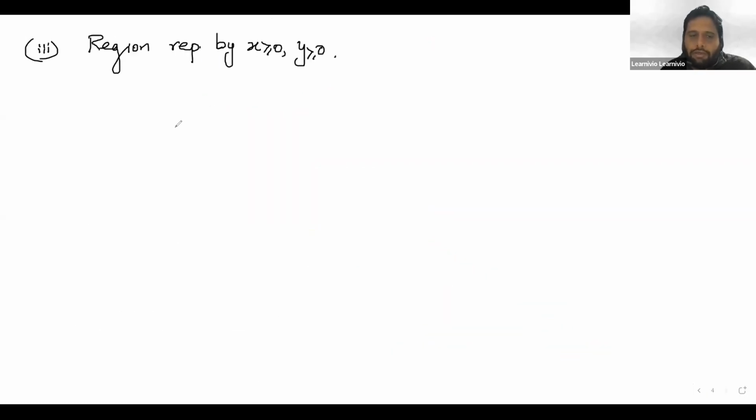Umir, I will explain that later on. Okay, Umir, this part is clear. X is greater than or equal to 0, Y greater than or equal to 0 represent the first quadrant.